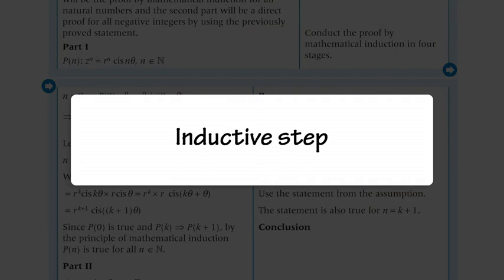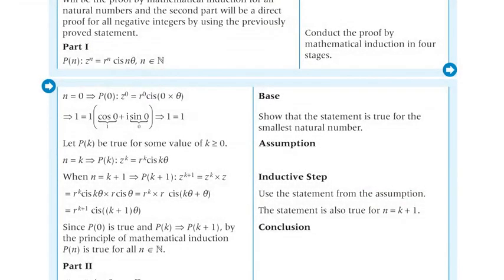You need to see whether the formula works for the next natural number, k plus 1. n equals k plus 1 implies P(k plus 1). z to the k plus 1 equals z to the k multiplied by z. In order to prove the inductive step, you need to use the assumption.